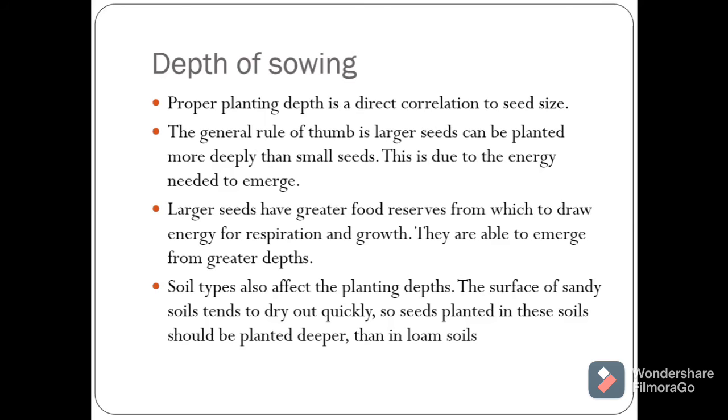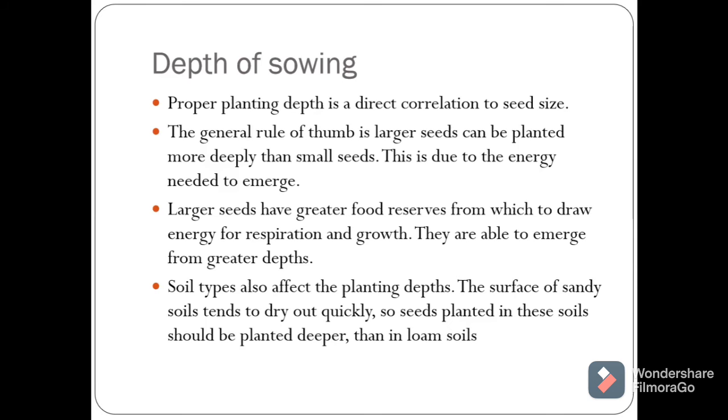Some of the seeds are very small, and they should be sown only in the upper layer, only 1 centimeter deep. And some of the vegetable seeds are larger in size, and they need to be sown 2 to 3 centimeters deep, or sometimes some vegetable seeds are sown up to 5 centimeters deep, right? So the depth of sowing determines the germination, right?